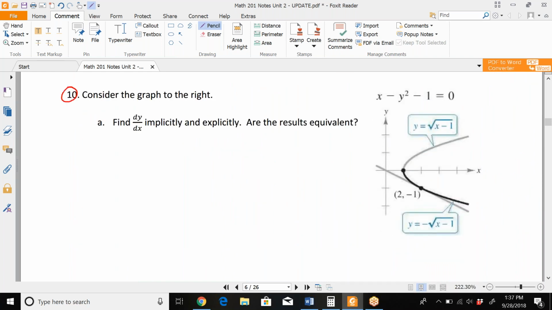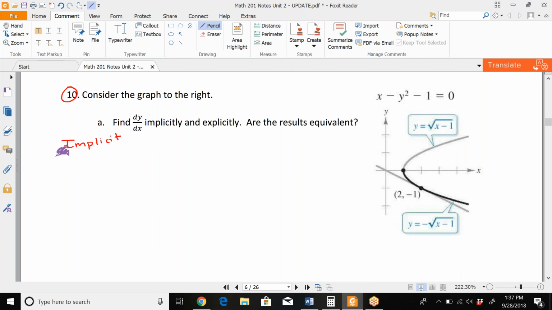This is just wanting us to show that we can take the derivative implicitly of an equation, but we can also look at it as what if we had solved it for y and do the results end up being equivalent. So if we take this implicitly, that means that we're taking the derivative of each part individually. So here's the implicit part. And that's when we get the dy dx's.